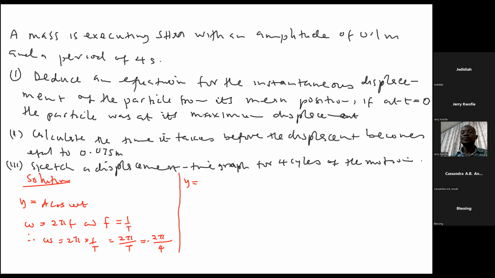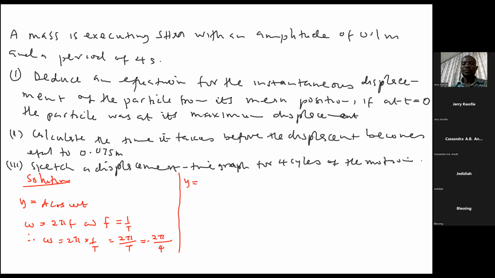Here the equation is going to be: the amplitude we have is 0.1, so our equation is 0.1 cos, and the omega we have is 2 pi over 4, which is the same as pi over 2. So it can be cos of pi over 2 times t. What have I said as far as solving this question is concerned? I am saying that to get the equation for the oscillator, we actually have two equations to choose from.